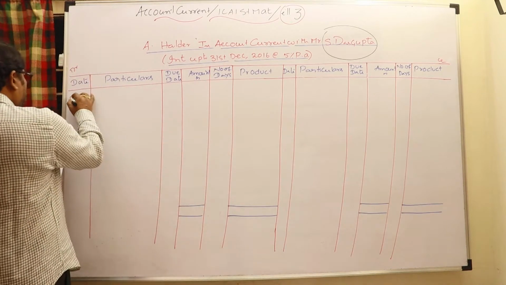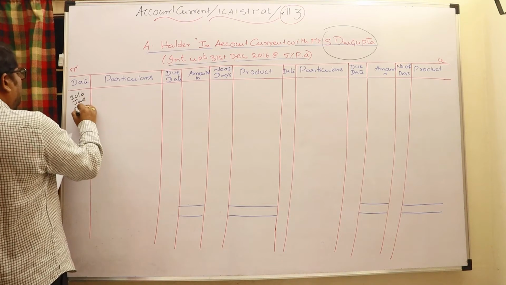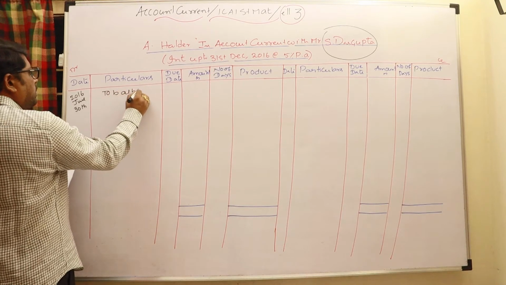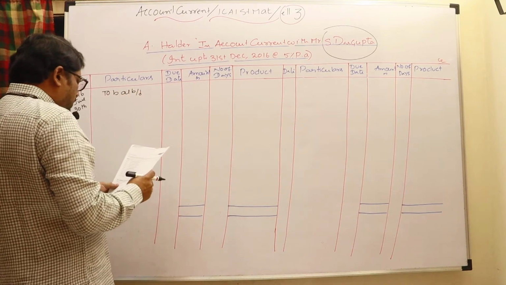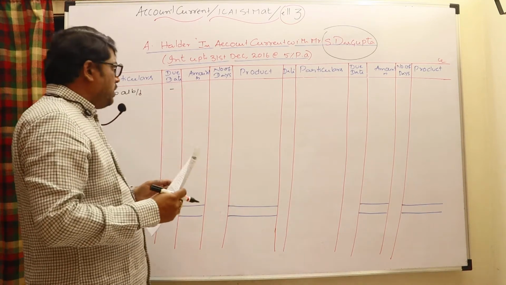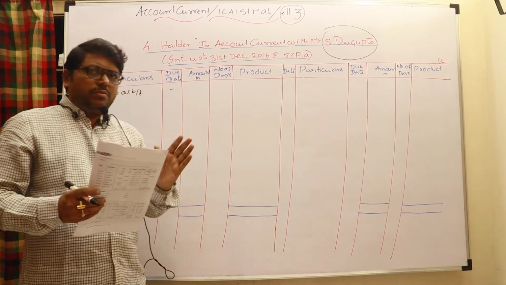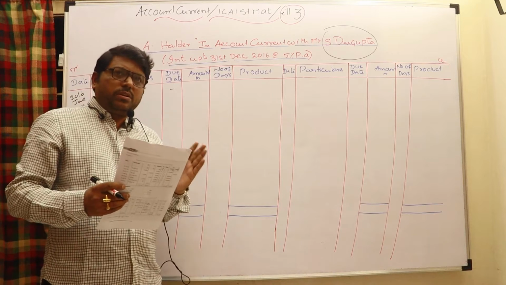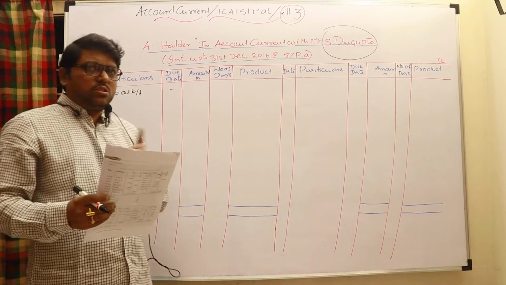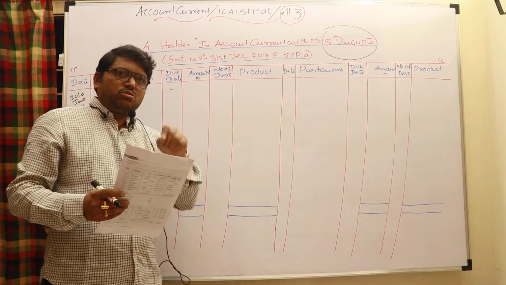Right, the first transaction: 2016, June 30th, to balance brought down. For every transaction, unless a separate due date is stated, the transaction date itself is the due date. If a separate due date is given, of course you may consider that due date. Particularly for opening balance, it is not a transaction, it is an opening balance, so that day also should be considered.